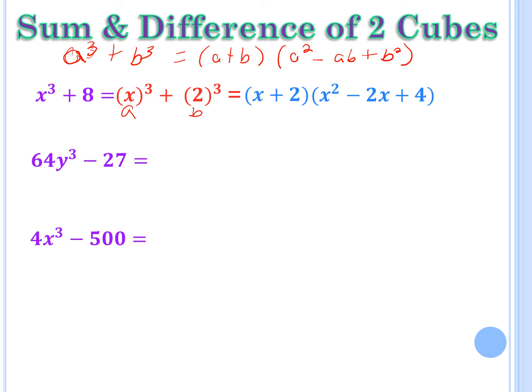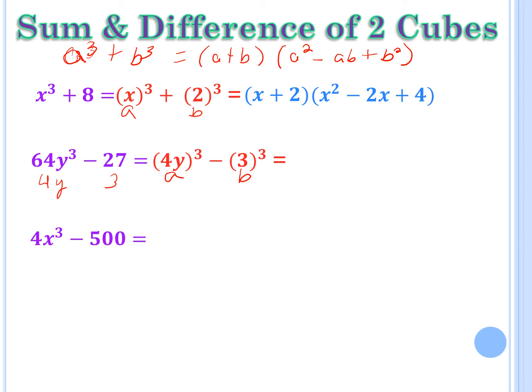Okay, let's try another. So 64 is a perfect cube, y is a perfect cube, 27, so we're all good. Everything's a perfect cube. Okay, so what cubed gives me 64y cubed? Well, that's going to be 4y. 4 times 4 times 4, 64. Y times y times y, y cubed. And 3 cubed gives me 27. So that's going to be 4y quantity cubed minus 3 cubed. So there's my A and there's my B.